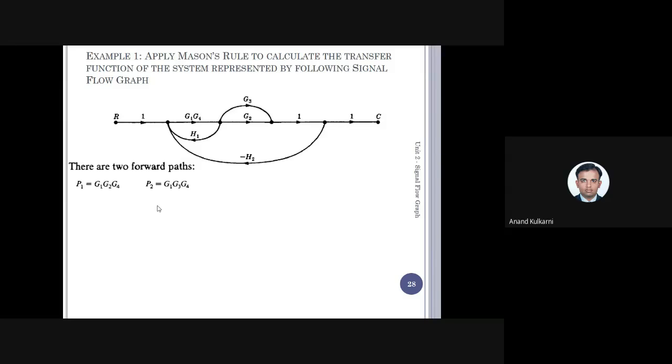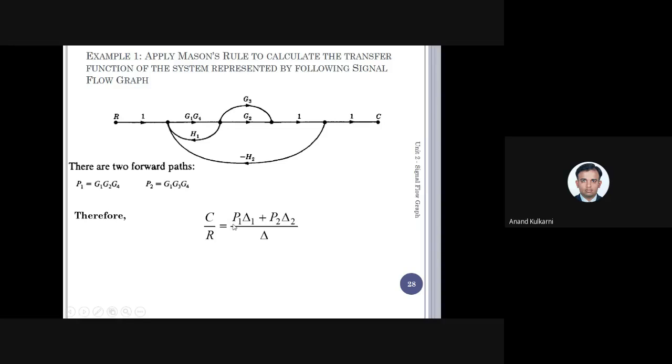Okay. Now, once that is done, having noted this down, now this is the formula that we had seen in the previous slide. That was Mason's gain formula: C by R is equal to summation of Pi delta i divided by delta, where summation is from i equal to 1 to n. Now, how did we come across this? Remember, how many forward paths are there? That many number of terms will come. So what you can write? F1 delta 1 plus F2 delta 2, or this way you can write. So this is nothing but the formula. This is the formula. Got it?